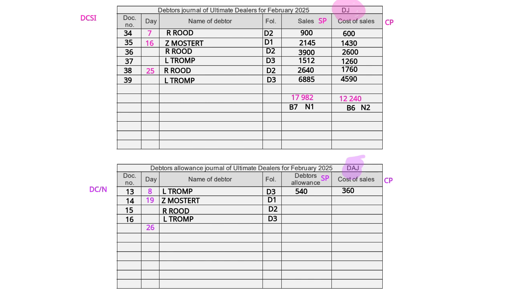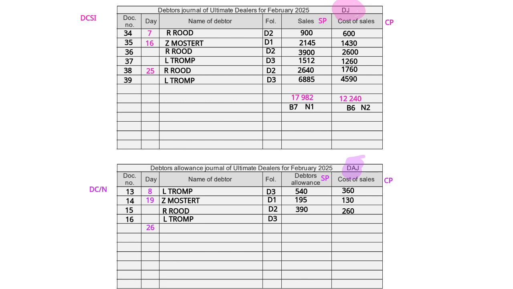Mustard is 195. To get the cost price, we're going to say 195 times 100 over 150. Then we get 130. Ruth was 390, the return. To get the cost price, we're going to say 390 times 100 over 150, which gives us 260.